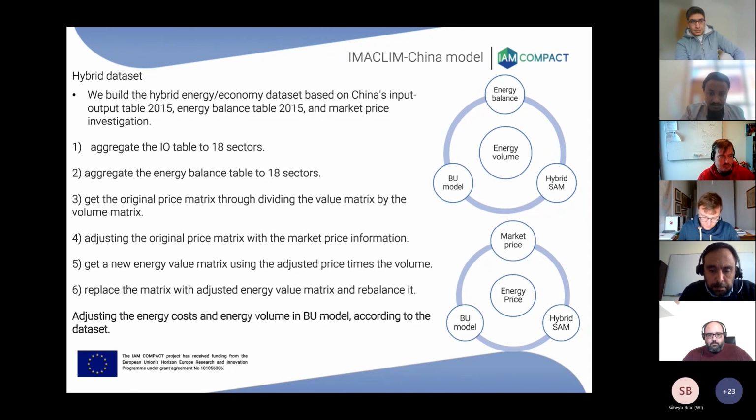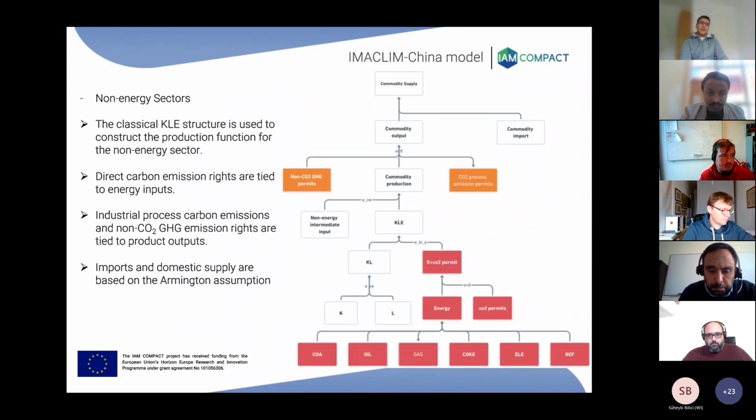In the IMACLIM-China model, the production functions are typical nested CES production functions. For non-energy sectors, the classical KLE structure is used to construct the production function. The direct carbon emissions are tied to the energy inputs, and the non-CO2 emissions and the industrial process CO2 emissions are tied to the product outputs. Meanwhile, the imports and domestic supply are based on the Armington assumptions.